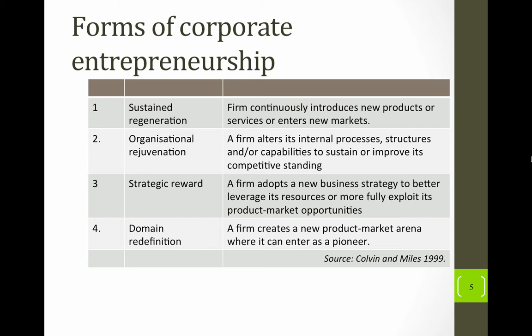Domain redefinition, entering a new product market arena where it can enter as a pioneer. Now, startups like to do this as well, and one of the challenges that corporates have is that startups have fewer constraints on what they can do. They don't have a brand reputation, they don't have existing customers, they don't have market expectations. So they will often enter new market spaces, but corporates can do it too.